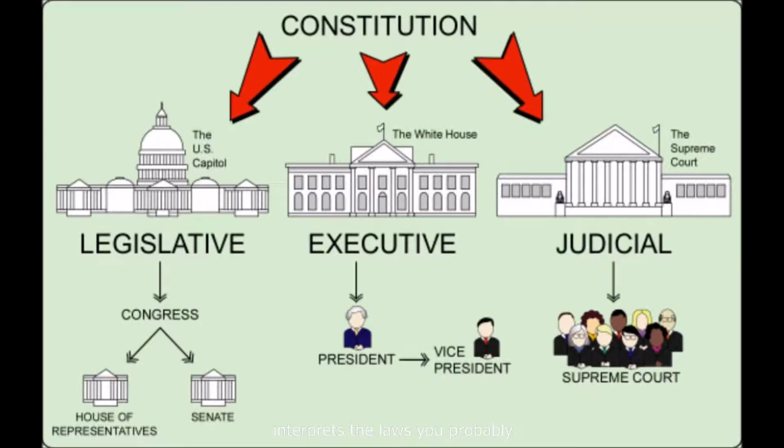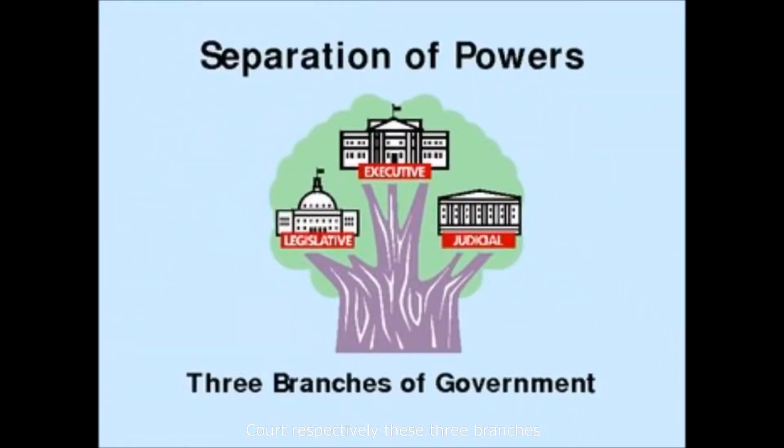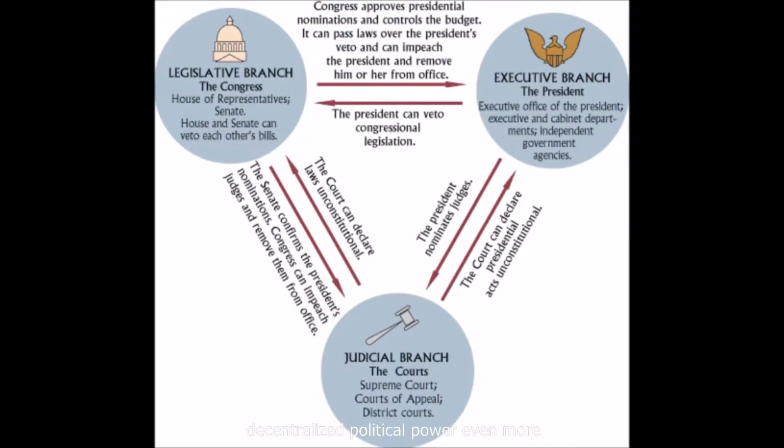You probably recognize each of these branches as the United States Congress, the United States Presidency, and the United States Supreme Court, respectively. These three branches of the federal government are constructed as such so as to provide for a separation of powers, which in England had been originally concentrated in the monarch, and then later distributed between the English monarch and the British Parliament only. Uniquely, the American system of government decentralized political power even more so, as intended by the framers.